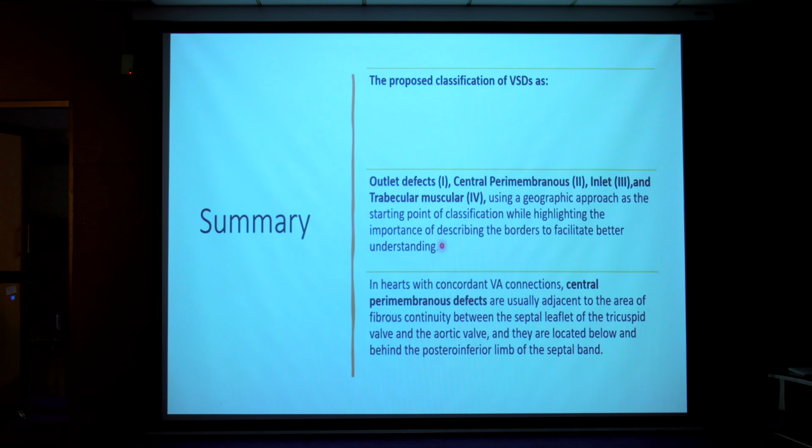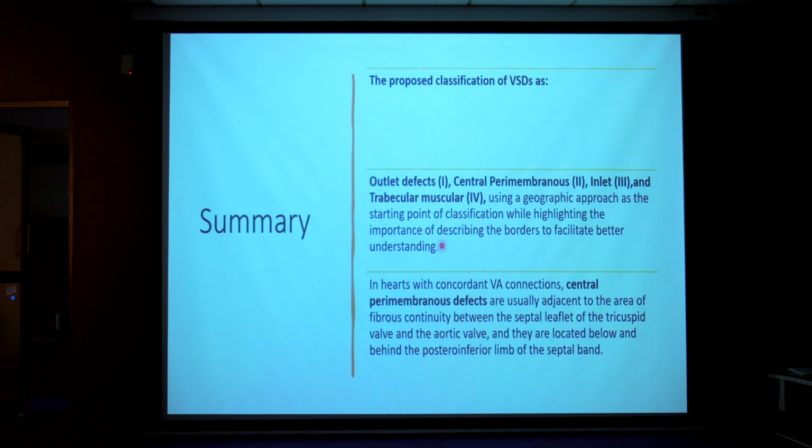So type 1 outlet, type 2 central perimembranous, type 3 inlet, and type 4 trabecular VSD, using the geographic coordinates. First use the geographic to identify where exactly the VSD is located as the starting point of the classification, highlighting the importance of describing its borders, then describe the borders one by one so that it will give you a clear picture of all the structures related to the ventricular septal defects. That will give us an idea surgically to plan, either preoperatively or even on the table, how to close the VSD, thereby avoiding injury to the important surrounding structures.